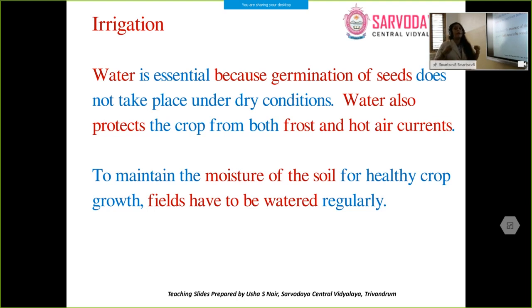So the watering process should be on. Without watering the plants, the soil will be dry and nothing will work out. The germination of seeds won't work out. Water also protects the crop from both frost and hot air, from the cold weather conditions and from the hot air coming. So these are the essential points for why water is necessary. Because germination of seeds does not take place under dry condition. Next, water also protects the crop from both frost and hot air currents.